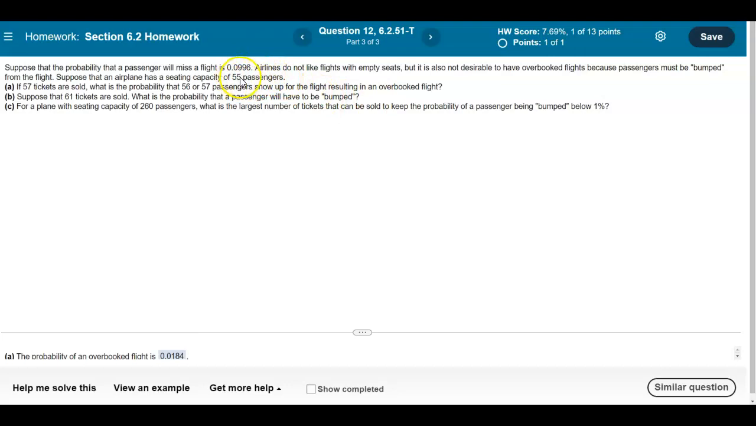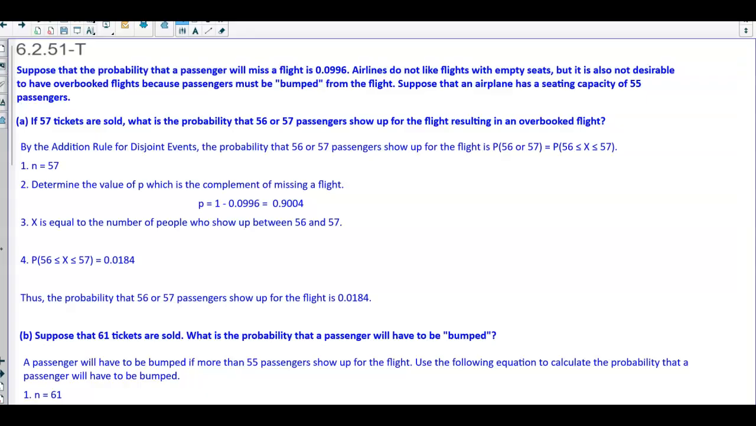So if there's 55 passengers, that's the maximum capacity. 56 and 57 is going to be over that 55. So let's take a look at this question here. Now, again, here's the first part, part A. By the addition rule for disjoint events, the probability that 56 or 57 passengers show up for the flight would be the probability of 56 or 57, which is the same thing as the probability where x is in between 56 and 57.